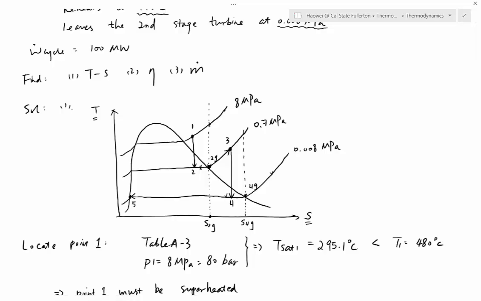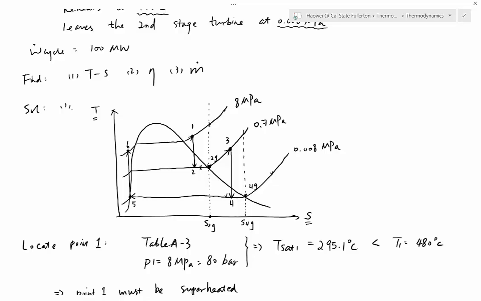And then 5 to 6 is the pump. You pump up the pressure to the highest, which is 8 megapascal. So we go straight up, and that is my number 6. And 6 to 1 again is the boiler. So now we're done with the whole diagram: 1 to 2, 2 to 3, 3 to 4, 4 to 5, 5 to 6, and 6 to 1.